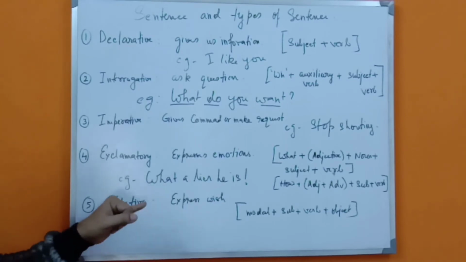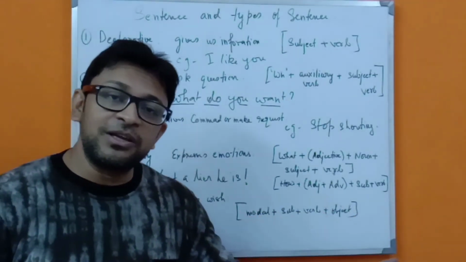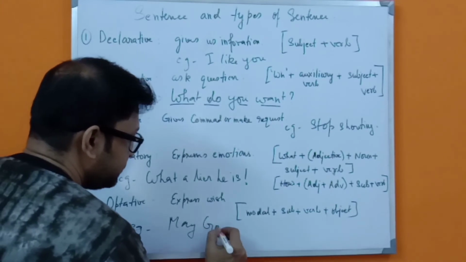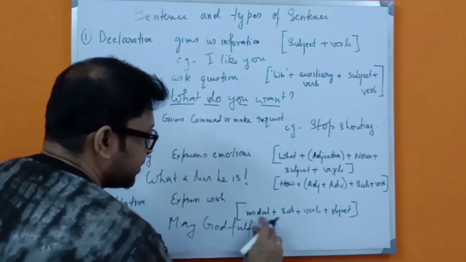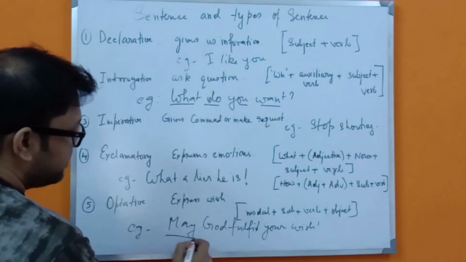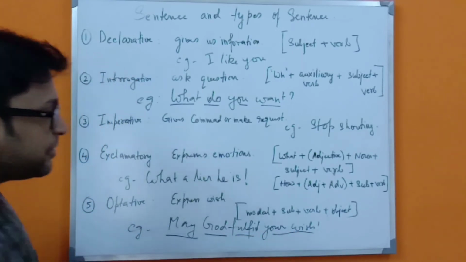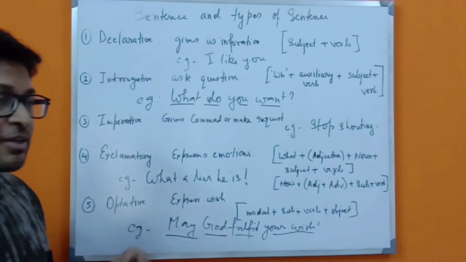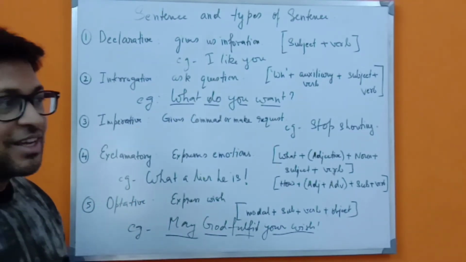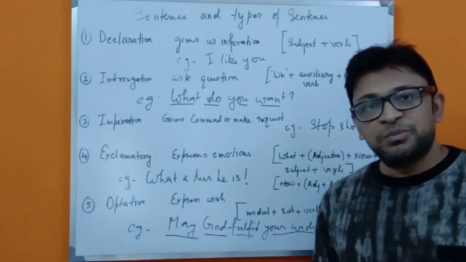Last, the optative sentence, which shows a wish. Modals will come in the front, after that the subject, verb, and sometimes there will be an object. For example: May God fulfill your wish. Here, as you can see, a modal is used, after that the subject or noun, then the verb, and after that the object. So our sentence will follow this pattern. Note this chart down, because it will help you a lot in solving these questions, how to point out which sentence is what and how their functions are being done. All these are explained here.